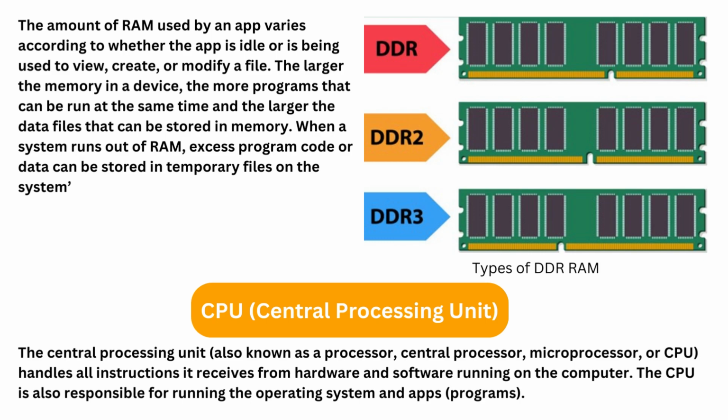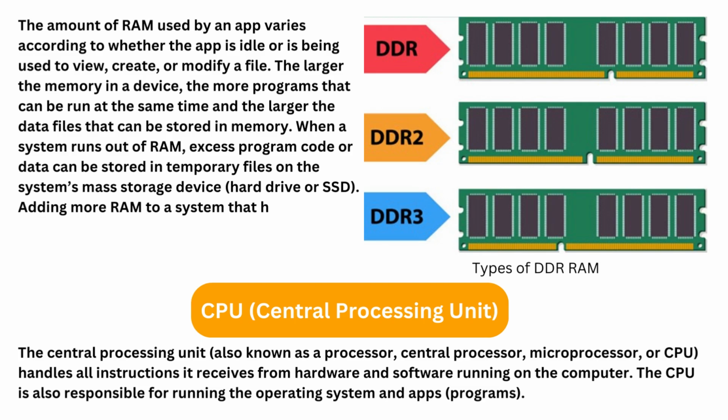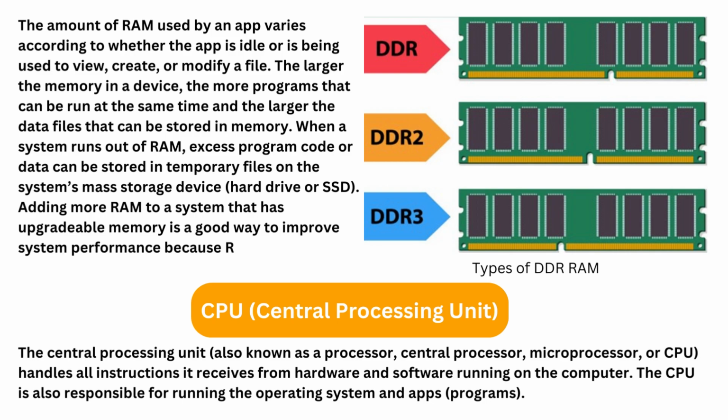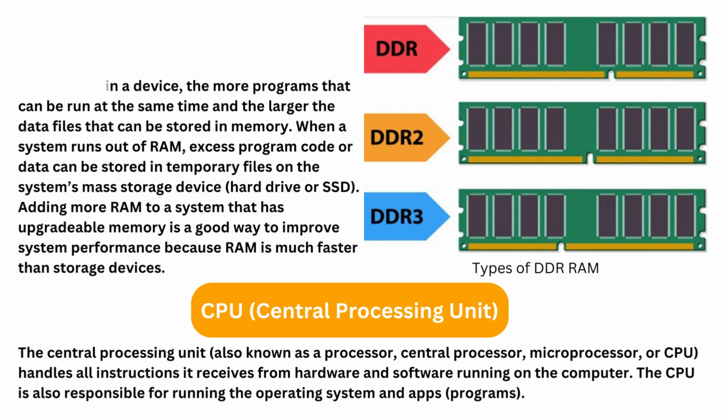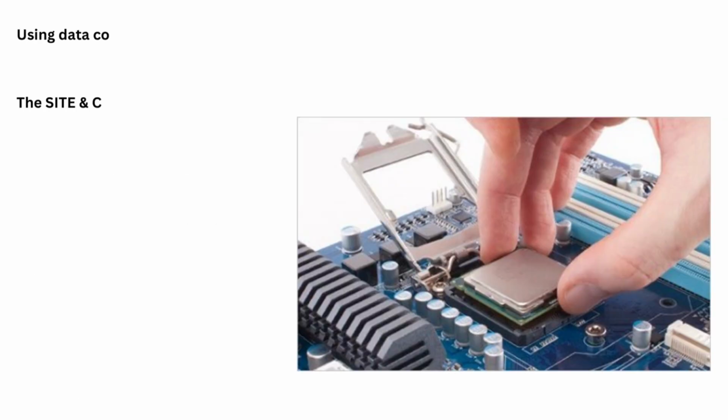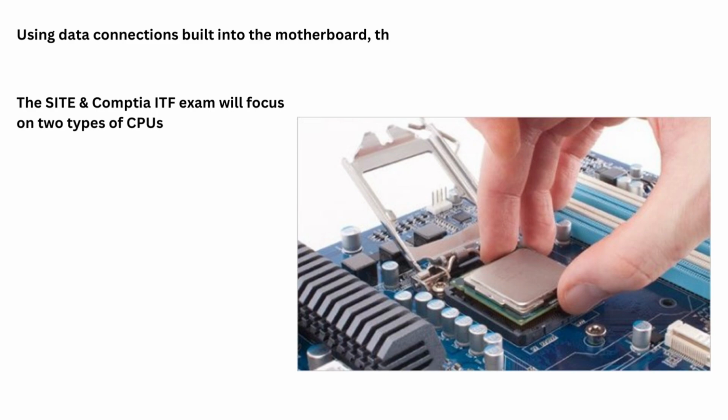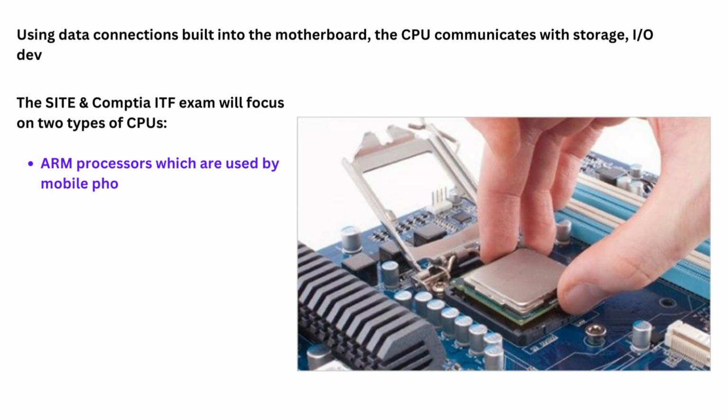CPU, Central Processing Unit. The Central Processing Unit, also known as a processor, central processor, microprocessor, or CPU, handles all instructions it receives from hardware and software running on the computer. The CPU is also responsible for running the operating system and apps, programs. Using data connections built into the motherboard, the CPU communicates with storage, I/O devices, and the temporary workspace in RAM to access specific operating system tasks and app functions as well as to save and retrieve files.